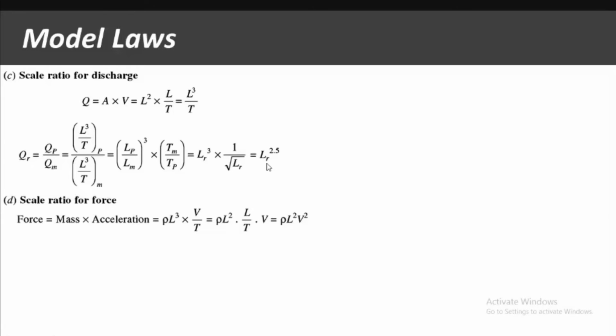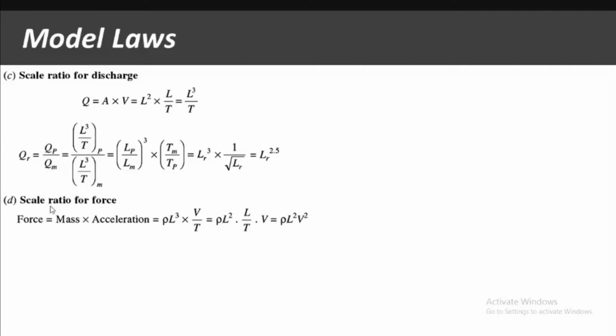So scale ratio for force. Force is nothing but mass into acceleration. Okay. So mass is nothing but mass density into volume. Okay. So rho into L cube divided by acceleration. Acceleration is change in velocity per unit time. So velocity upon time. Okay. So we can rearrange this as rho L cube. So L cube is L square into L. So rho L square into L upon T into V. Okay. So we will have finally rho L square as it is, and length upon time is velocity. Okay. So velocity into velocity square. So rho L square V square.